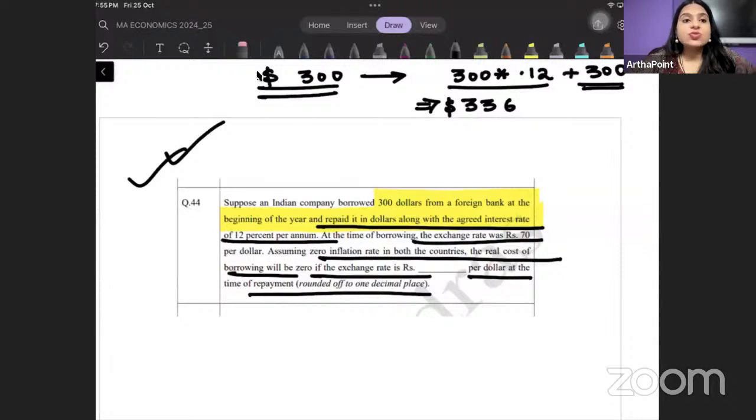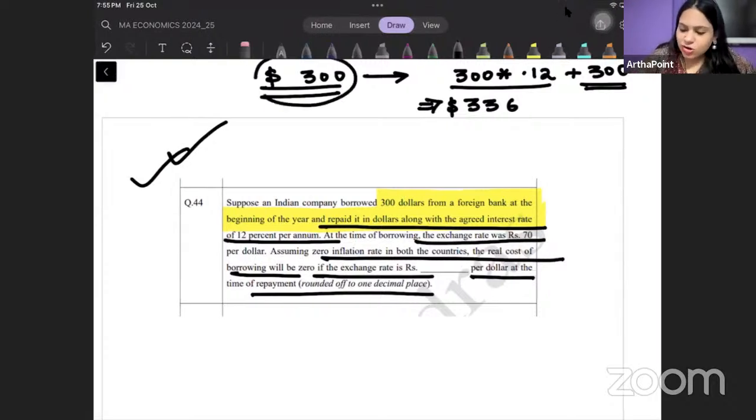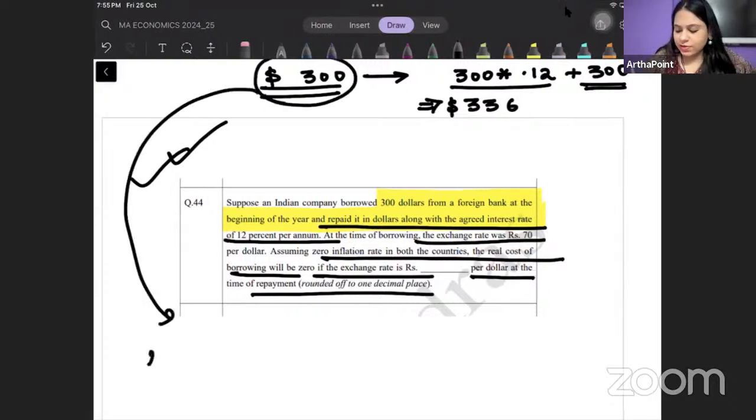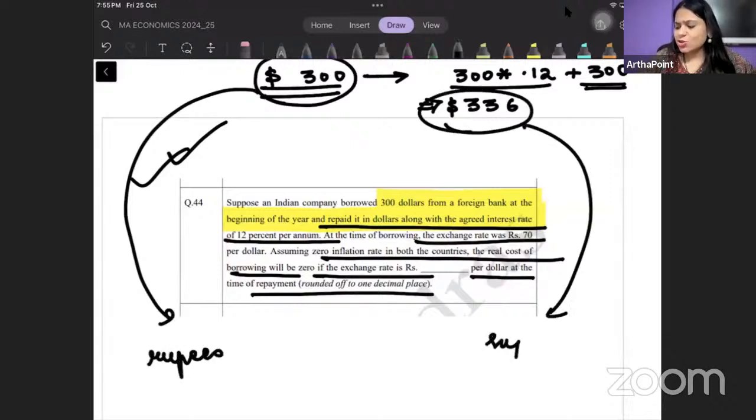माने एक तरीके से उसको ये चाहिए कि रुपीस के टर्म्स में, because this is an Indian company, रुपीस के टर्म्स में whatever money it has borrowed it should be the same. समझ रहे हो बात को? It should be the same. तो कैसे same हो सकता है? अगर ये $300 को जब हम रुपीस में convert करें, and when we convert this in rupees, it should be the same.